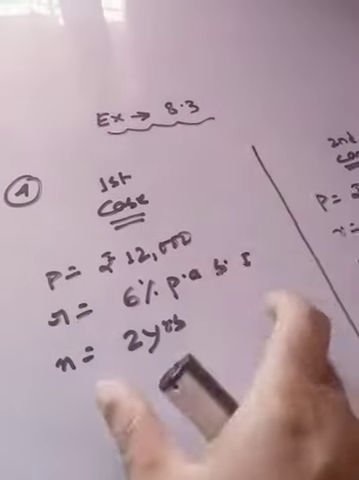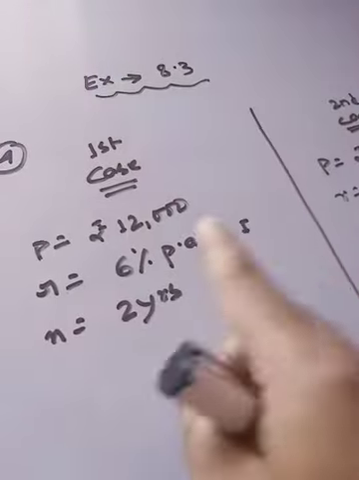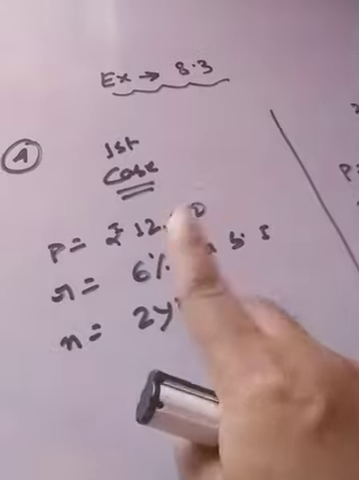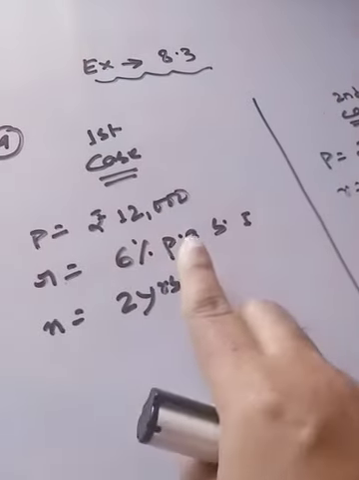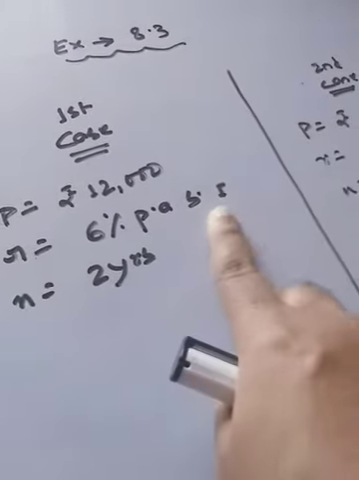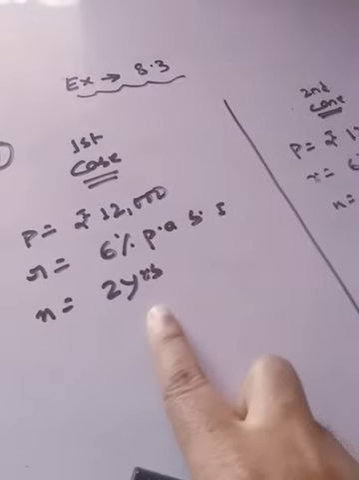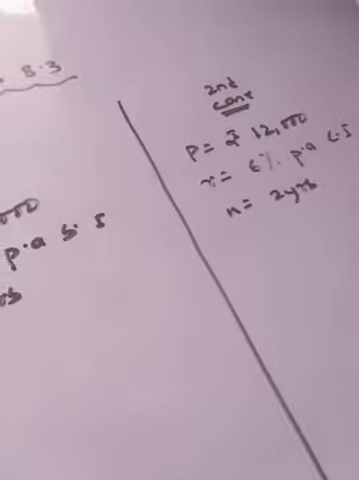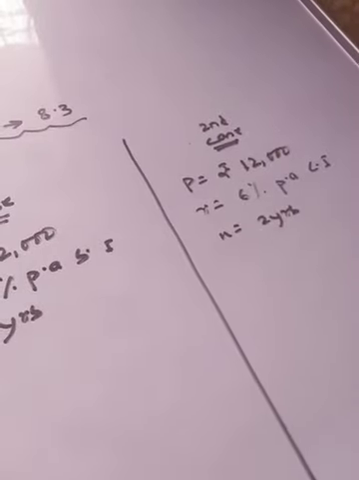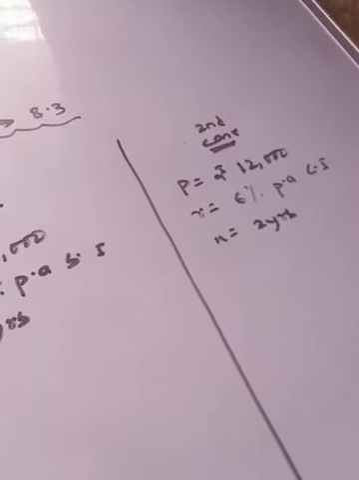In the first case, I'm borrowing the money from Jamshed. That is how much money I'm borrowing? 12,000 rupees at the rate of 6% per annum simple interest, not compound interest. Simple interest for how many years? 2 years.